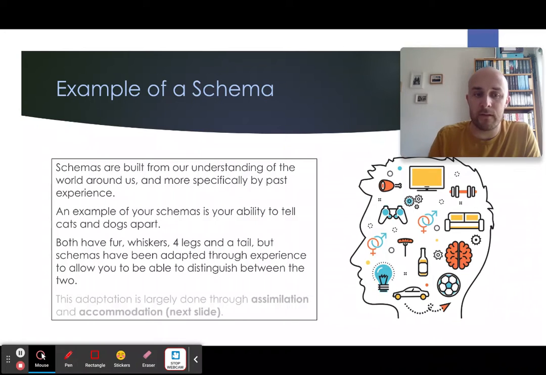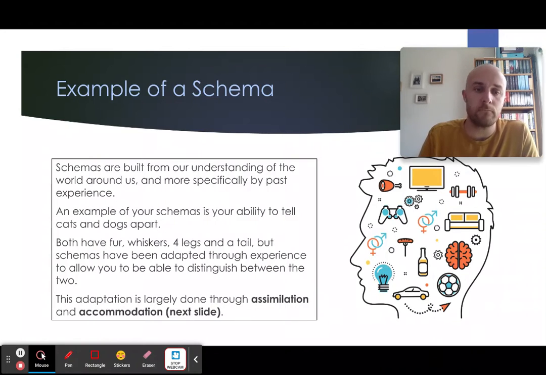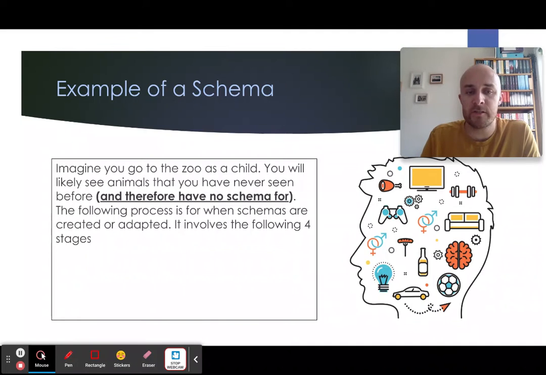So I do have an example just here. So imagine you go to the zoo as a child, right? First time you've ever been to the zoo. Let's say it's Marwell. You're likely going to see animals that you've never seen before, and therefore you have no schema for them. You may have a schema for similar animals, but not for, I don't know, screaming monkeys, for example.